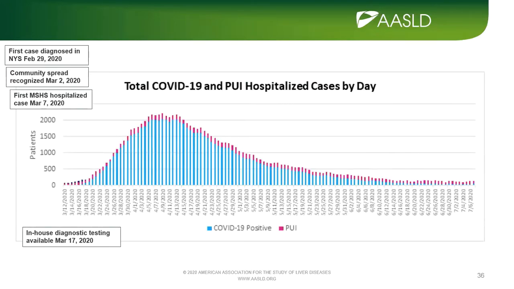This is just our story in the Mount Sinai Health System. The first case in New York State was actually diagnosed at our hospital, Mount Sinai Hospital, on February 29th, 2020. What we didn't know in the background is there was community spread throughout New York, and that was recognized on March 2nd. And the first case in our health system was hospitalized on March 7th. We didn't have high throughput diagnostic testing available until March 17th.